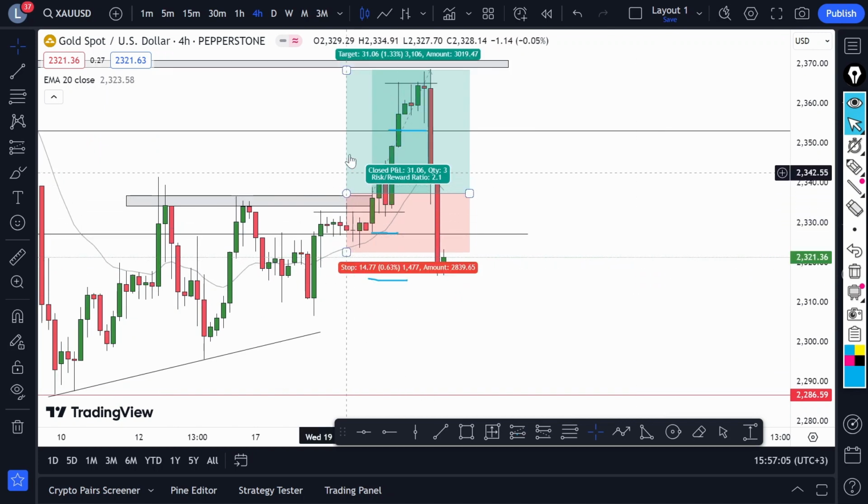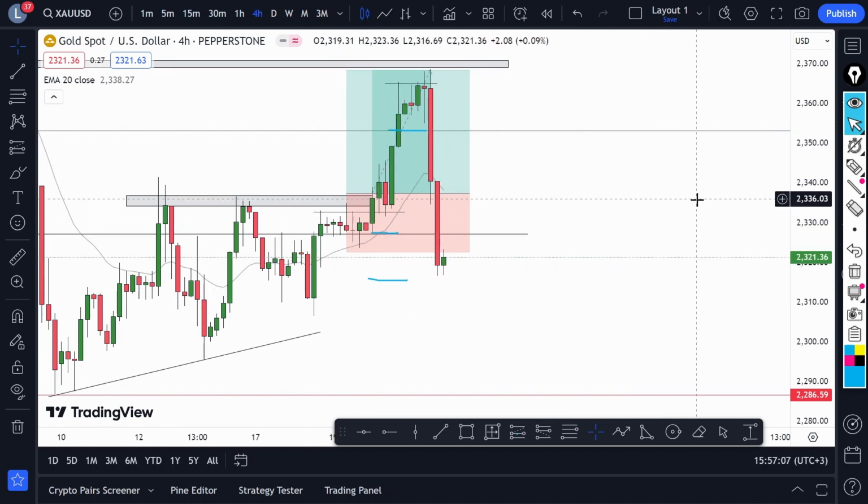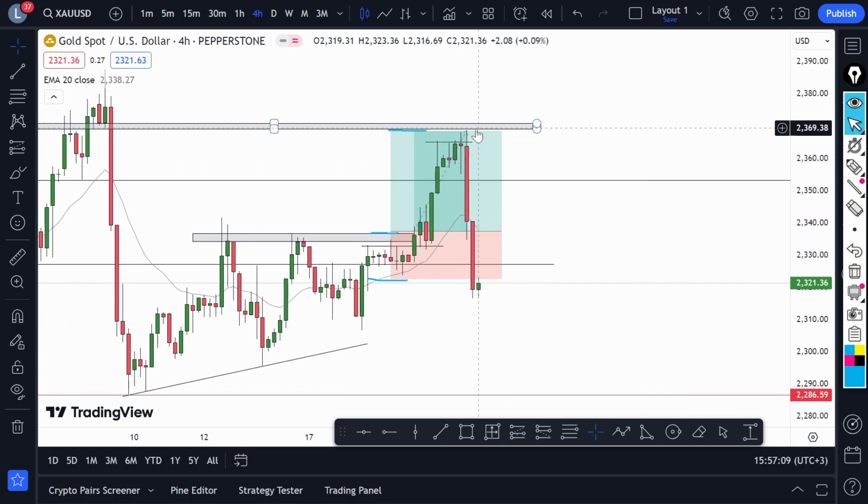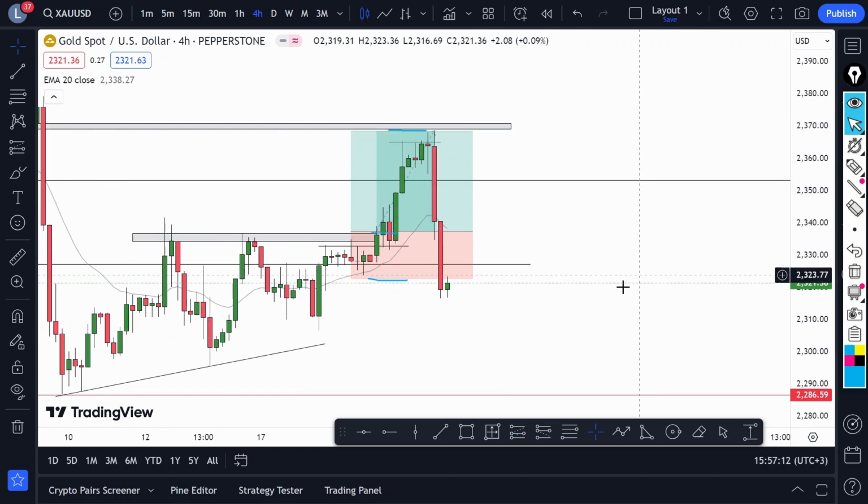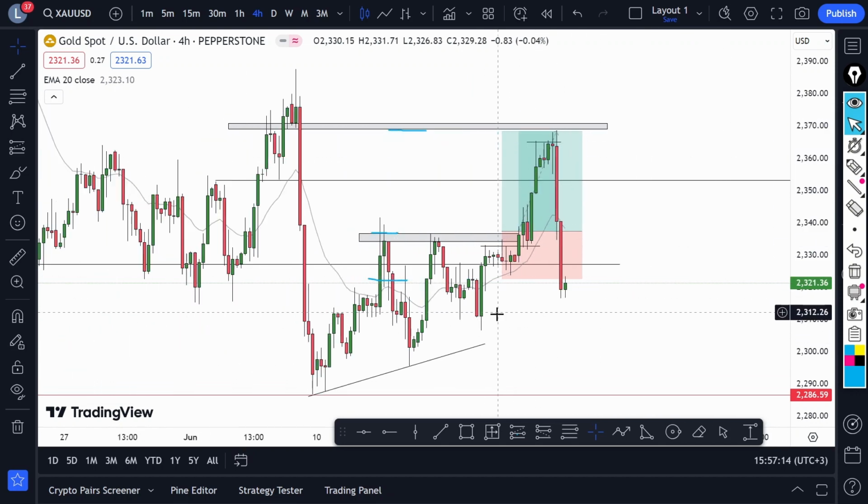The first trade, TP1, was hit. My TP1 is usually 1:1, and ultimately my take profit was actually hit because I anticipated price would move to this breakout area. As you can see here, see that zone, the breakout area.